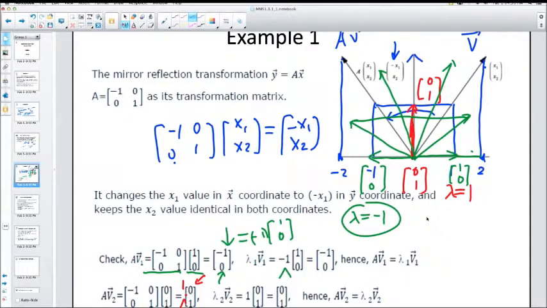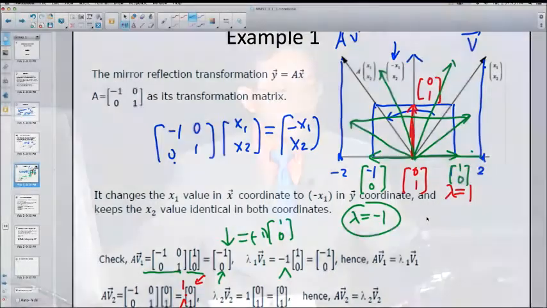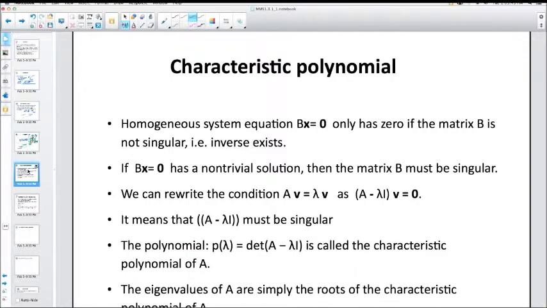So in this example, you visualize, you get 2 directions, vertical or horizontal. It does not change the line. So we call them eigenvectors. Well, next, let's see how we can find those eigenvalues and the eigenvectors.